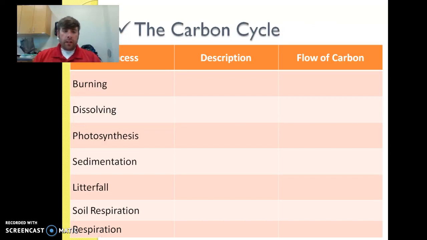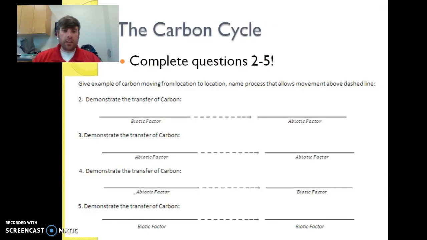Once you have that done, you are going to look at the processes here. So like burning, dissolving, photosynthesis. What is a description? So like what's happening here? How is that carbon being released or absorbed? And which way is carbon flowing? Is it abiotic to biotic? And then the second thing here is give an example of carbon moving from one location. Name the process that allows the movement in a dashed line. Demonstrate the transfer of carbon.